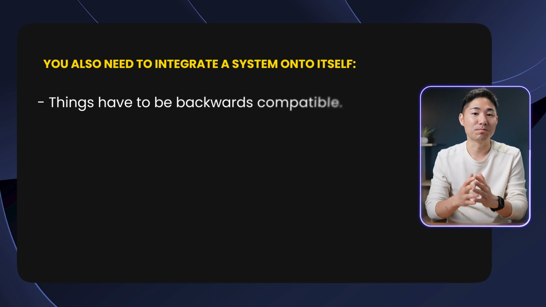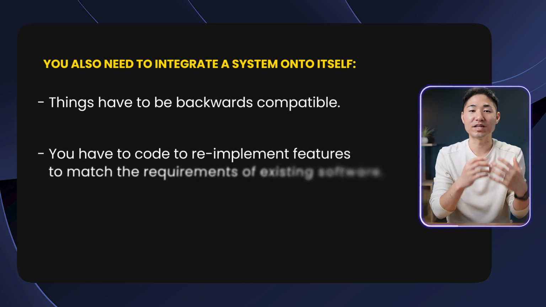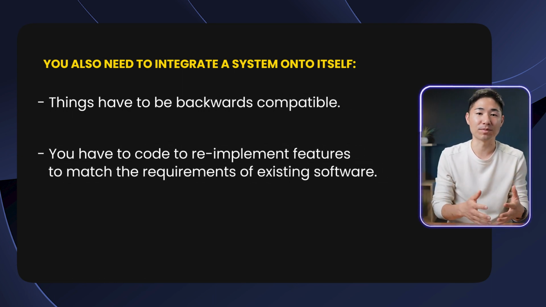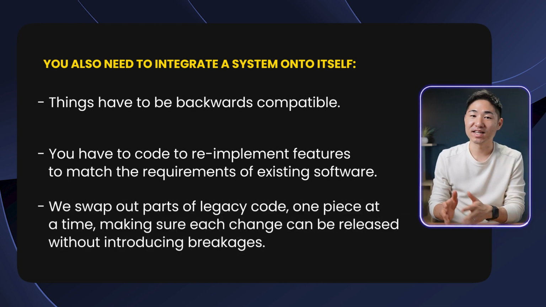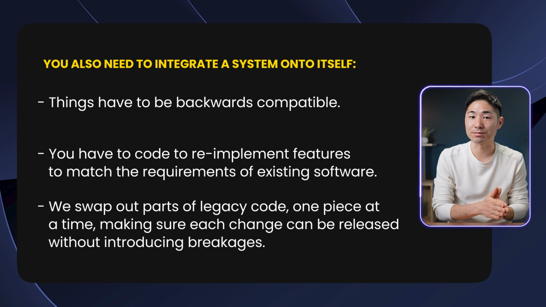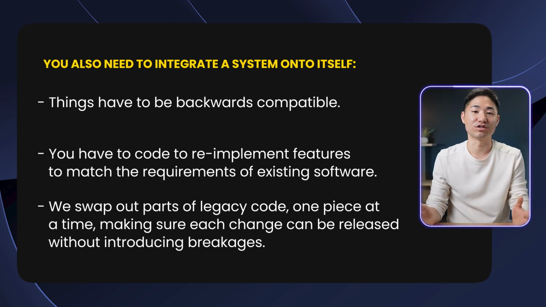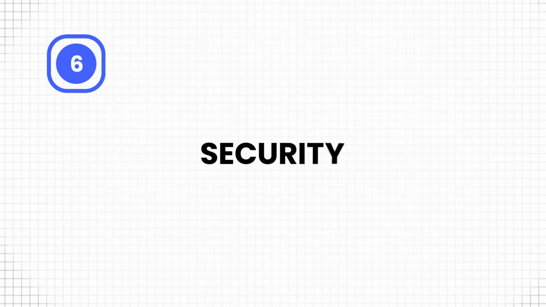Moreover, you also need to integrate a system onto itself. Things have to be backwards compatible. You have to code to re-implement features to match the requirements of existing software. We swap out parts of legacy code, one piece at a time, making sure each change we make can be released without introducing breakages. This is arguably one of the most difficult, tedious parts of our job. The care we have to put into understanding how a system currently behaves is more difficult than we get credit for. Difference number 6 is security.